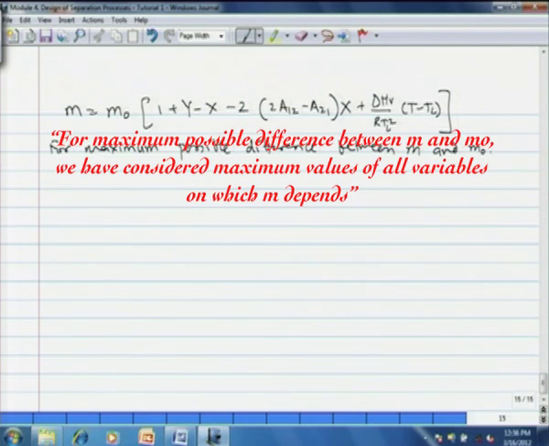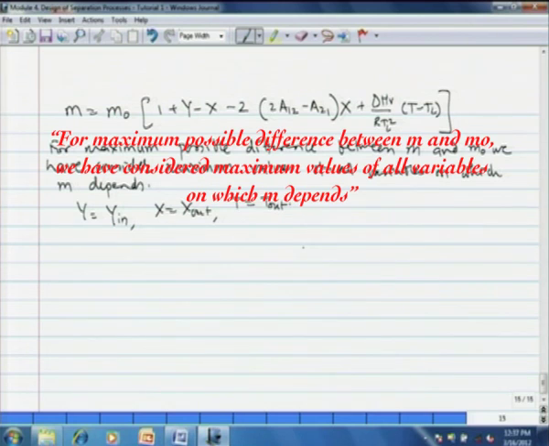Now, for maximum possible difference between m, the slope of equilibrium curve at any given condition, and m naught, which is the reference condition, we have to consider maximum values of all variables on which m depends. So, we take y is equal to y in, x is equal to x out and t is equal to t out. These are the maximum values. The mole ratio of solute in gas is maximum at inlet condition. The mole ratio of solute in liquid is maximum at outlet condition, and temperature of the liquid is mostly different at exit conditions.